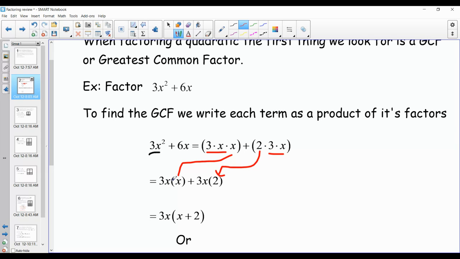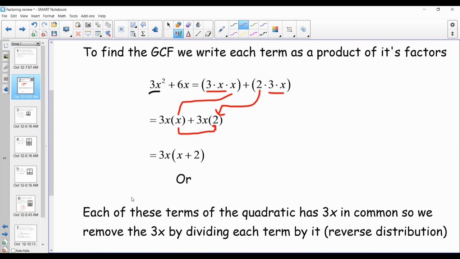Now we have a common factor, that 3x, so we're going to take that out. It's like we're factoring the long way. They have 3x in common, so it comes outside the parentheses, and what goes inside the parentheses is this x plus 2. So factored, 3x squared plus 6x equals 3x times the quantity x plus 2.